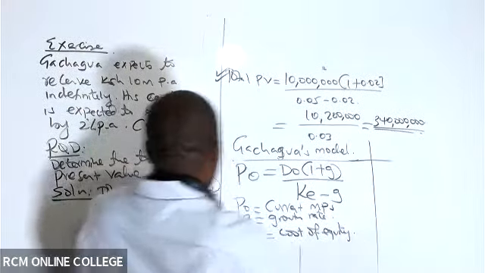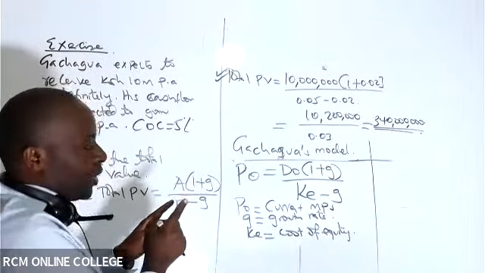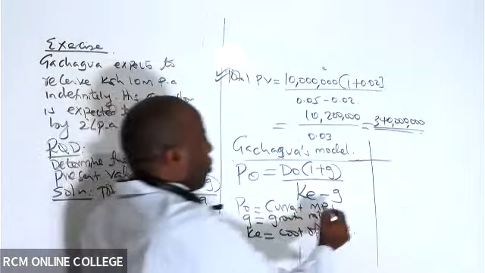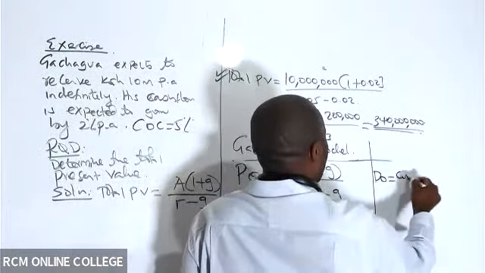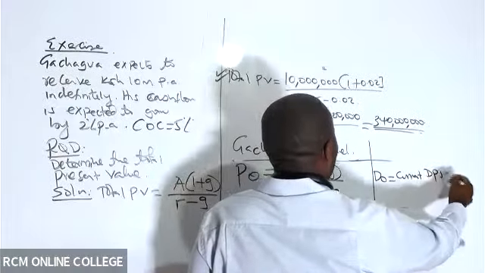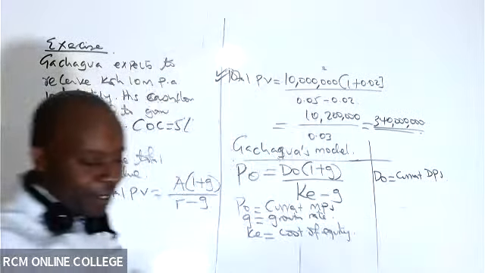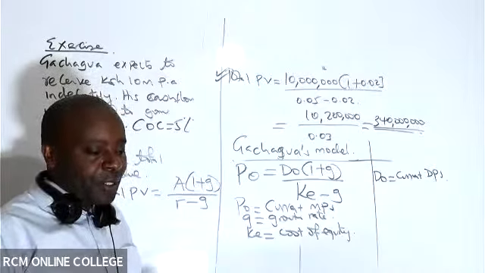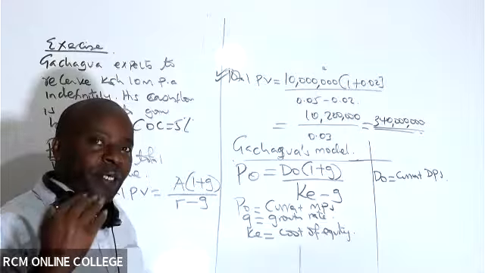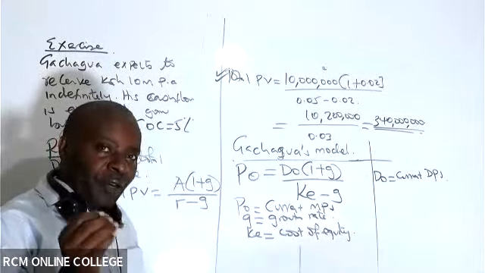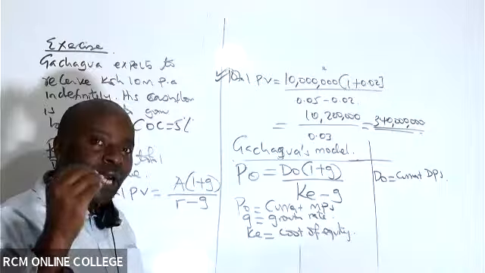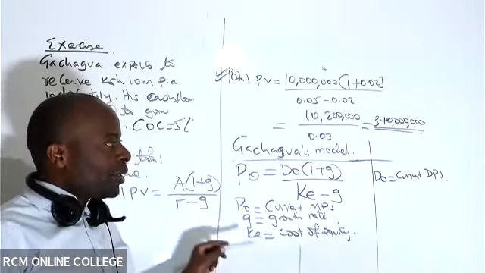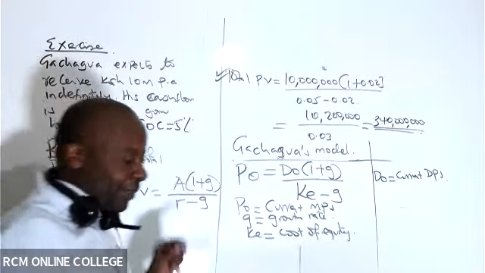You see, this model comes from this. If you're keen, you must have realized. Of course, you have D0. D0 stands for current dividends per share. So this is the Gordon model. We cannot talk about valuation of dividends, valuation of shares, valuation of companies without mentioning the Gordon model. Very, very important model.